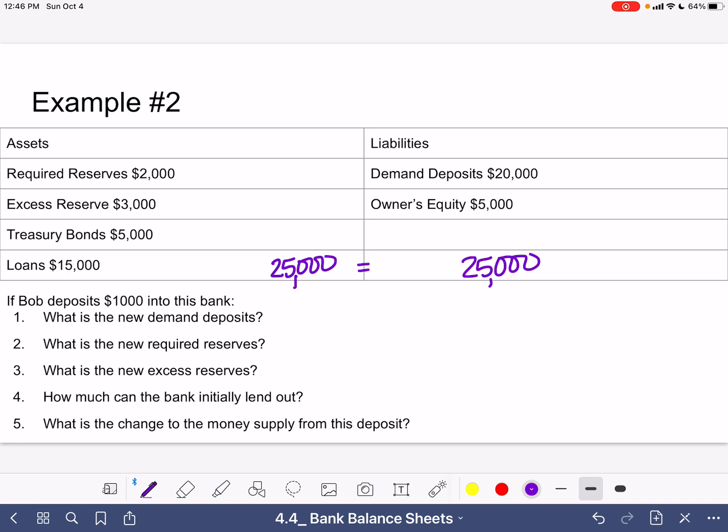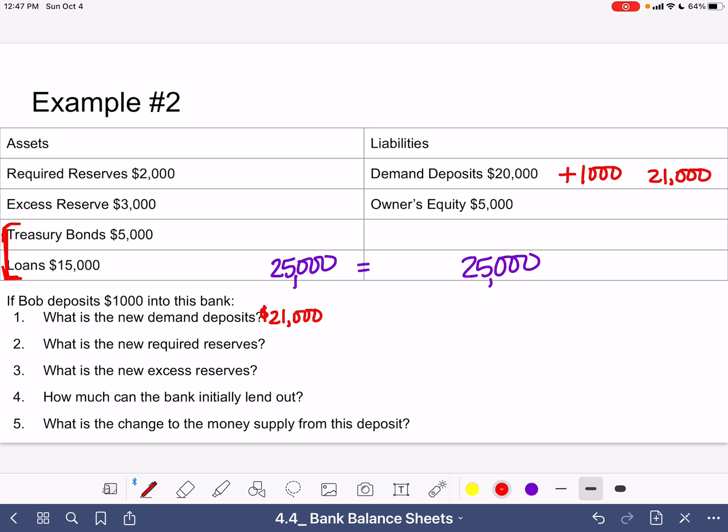So now let's look at what happens when we have a deposit into a bank. If Bob deposits $1,000 into this bank, what is the new demand deposits? If Bob's adding $1,000 to his checking account, we're now going to have 21,000. So what's the new demand deposits? $21,000. Now we have to make sure it equals on the other side. So it's the new required reserves and the new excess reserves. We're not going to worry about the treasury bonds or the loans right now. That's not what we're dealing with. We're just going to look at required and excess.